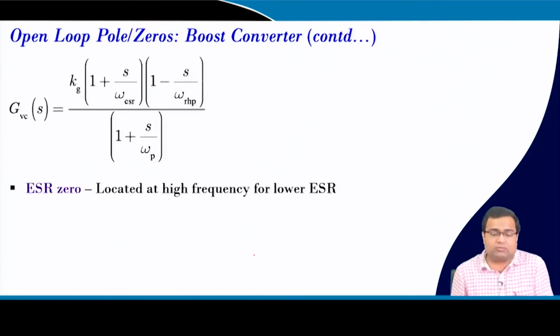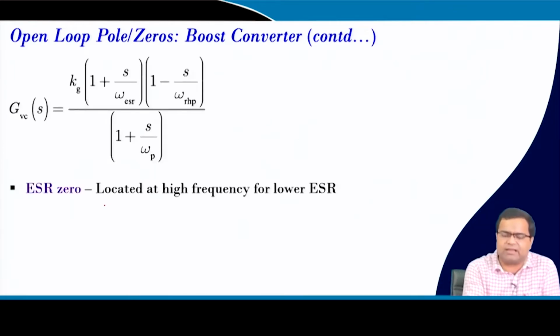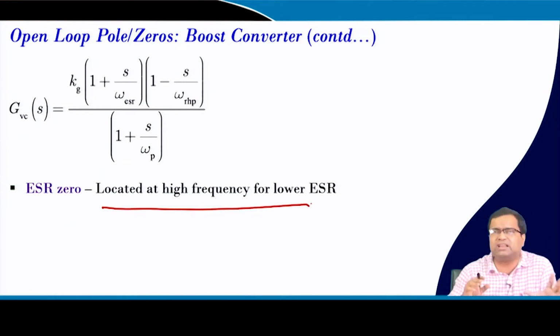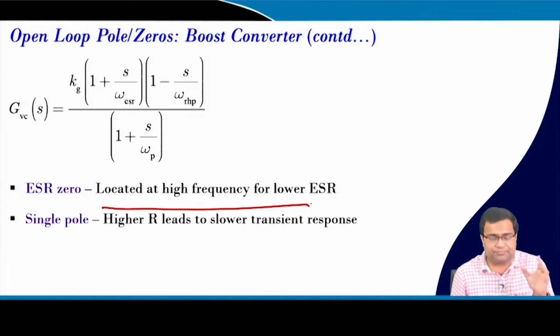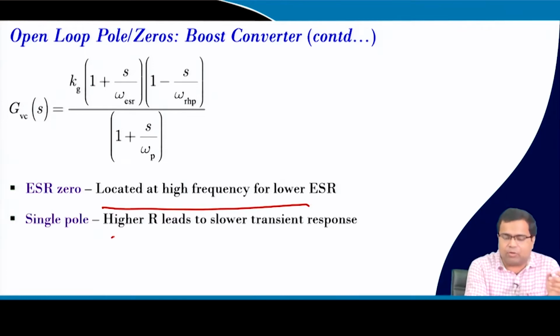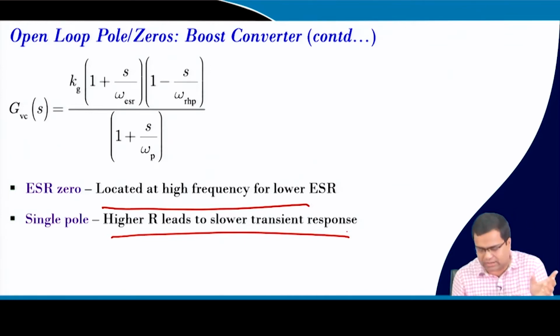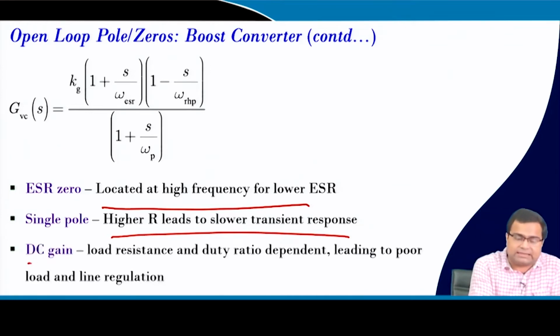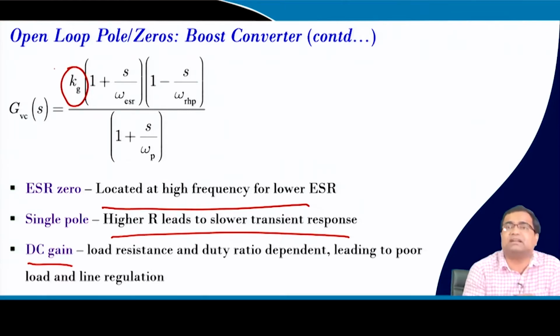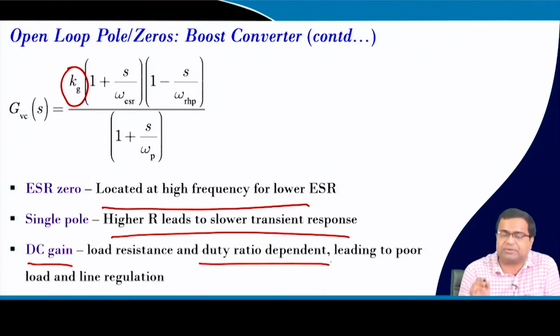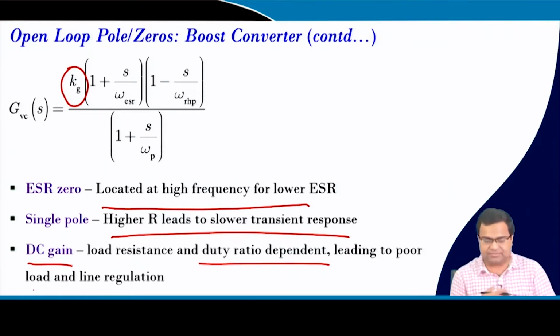It also has one ESR zero which is located at a very high frequency for low ESR, and we will ignore this effect momentarily because it is located at very high frequency. Then we have a single pole, and if the load resistance is high, it will give slower transient performance, and the DC gain is basically a load dependent term as well as a duty ratio dependent term. So, it leads to poor load regulation as well as line regulation here.